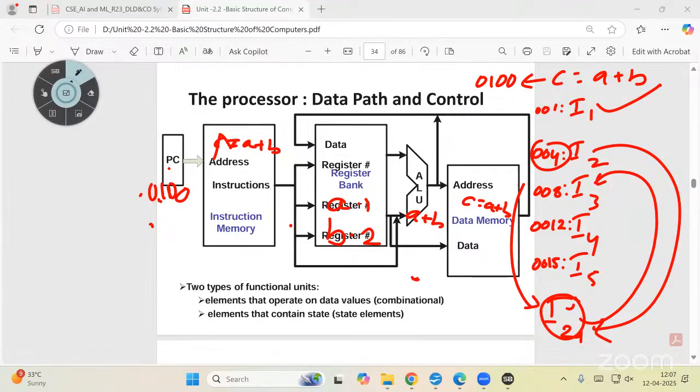This operation is the same for all the instructions. Instruction 1, same operation. Instruction 2, same operation. Here I am taking the example of A plus B, but any operation can flow like this. So each and every instruction is flowing. The flow is like this.